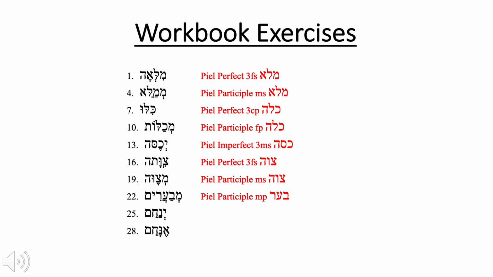Number 22 is also a PL participle. Again, we have the mem plus the schwa telling us it's a PL participle. We have the hirik yod mem at the end telling us that it is a masculine plural. What about 25?